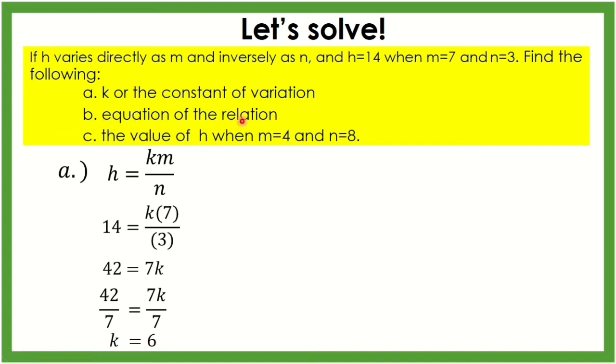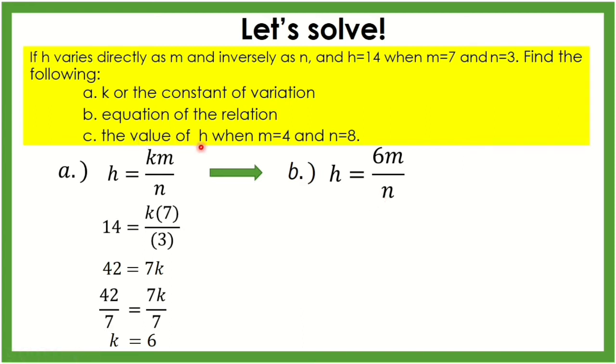To find the equation of the relation, substitute natin yung nakuha nating value ng K dito sa ating equation. We now have H equals, substitute 6 to K, so we have 6 times M all over N. This is now the equation of the relation.